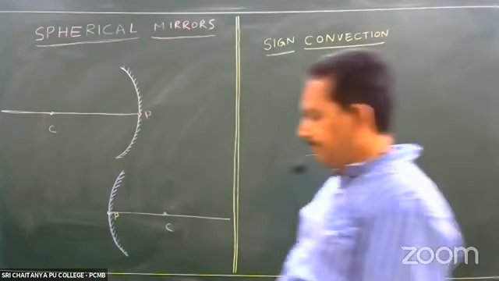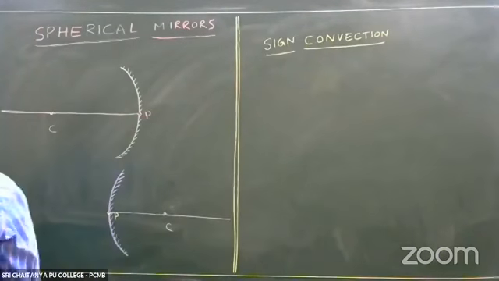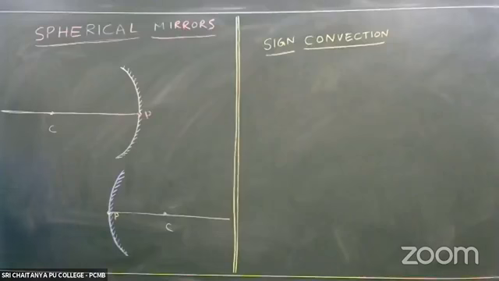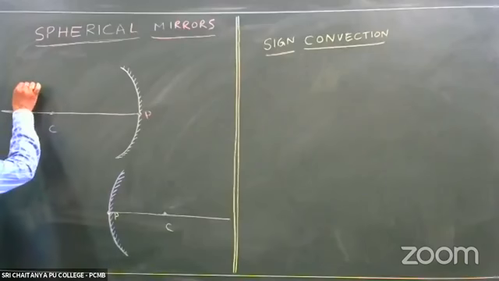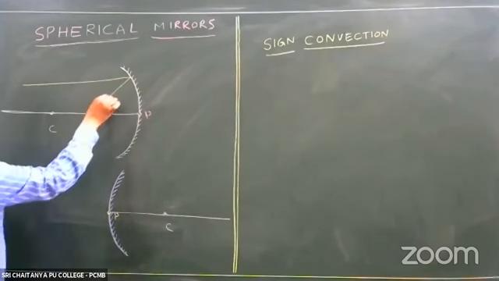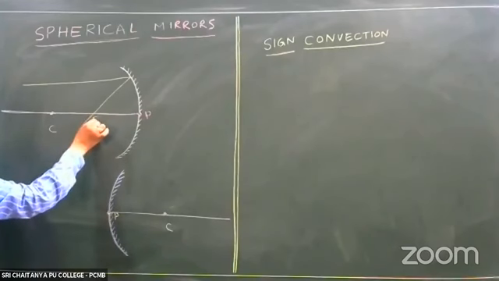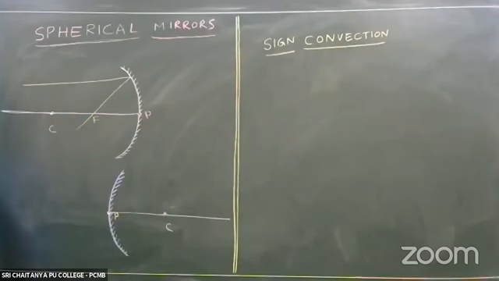And whenever we consider light rays, paraxial rays means rays which are very near to the principal axis, and the light rays parallel to the principal axis always pass through a fixed point on the principal axis. That fixed point is called principal focus.